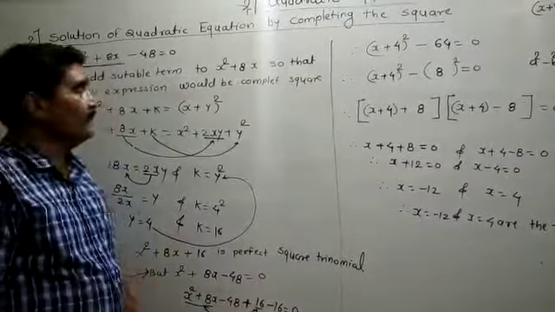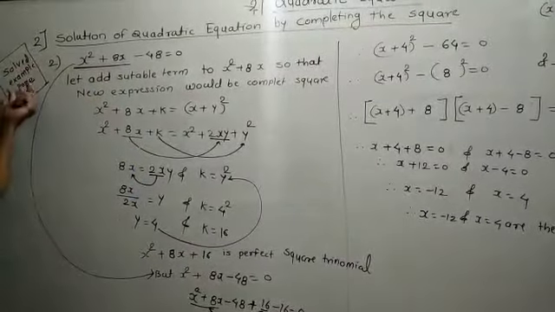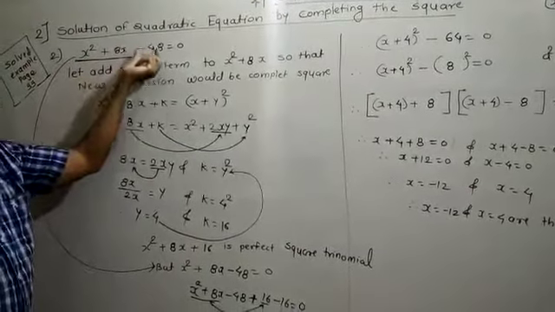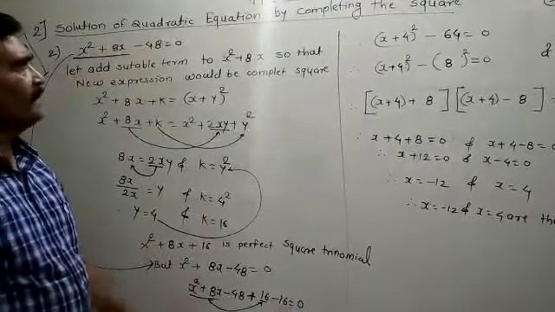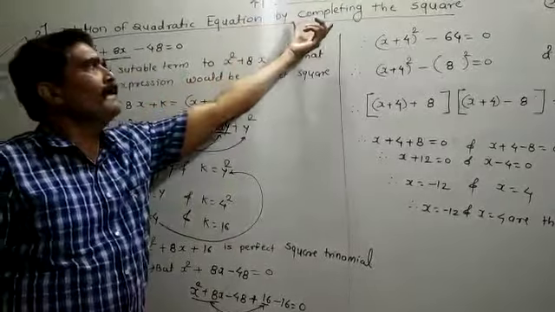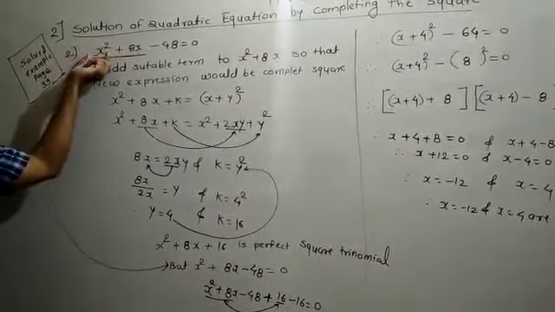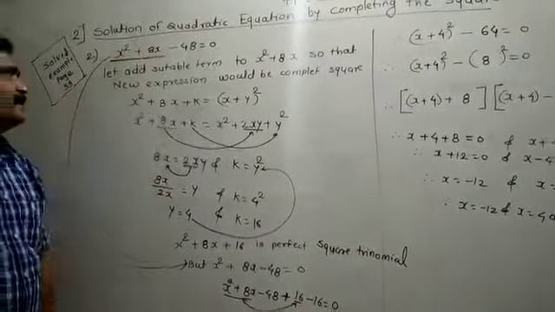Today you have to start by solving the example on page number 39. Second example: x square plus 8x minus 48 is equal to 0. You have to solve this example by the completing square method. So this expression is x square plus 8x minus 48 is equal to 0.